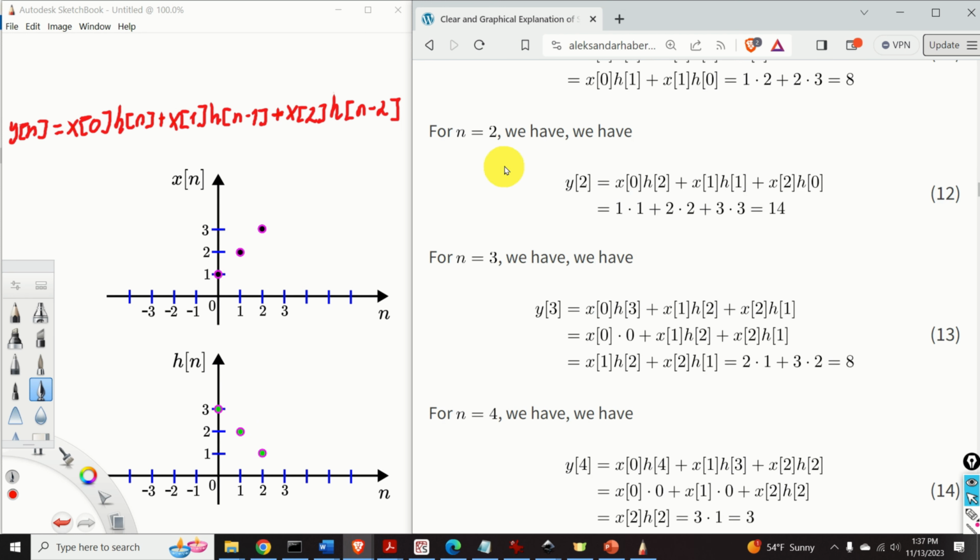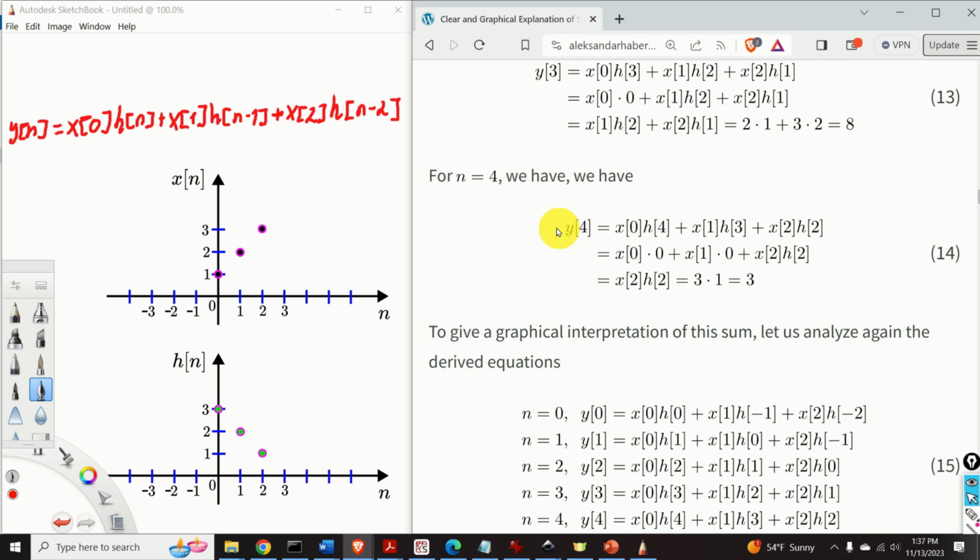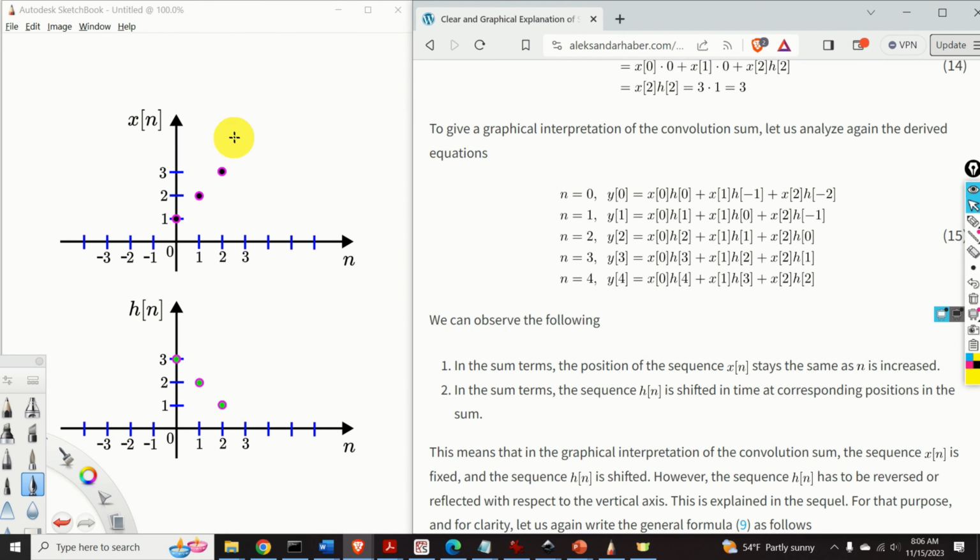Similarly, for n equal to 2, we obtain this expression. Then, for n equal to 3, we obtain this expression. For n equal to 4, we obtain this expression. And that's it. In the sequel, we will give a graphical interpretation of the convolution sum, and we will explain how to compute this convolution graphically.